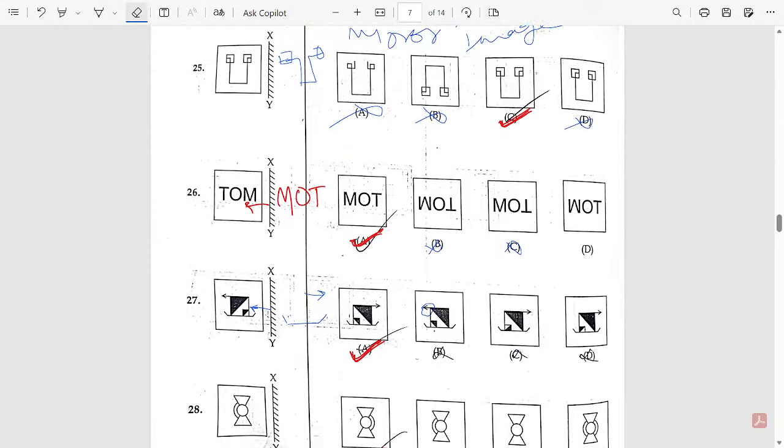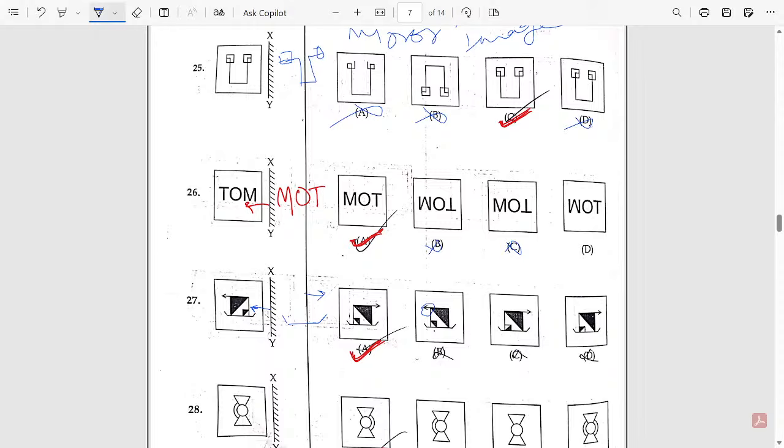Okay, so what about C? It is not the answer. Why? Because of the color. Can you see this? The color in C is changed here. And D is not the answer. Why? Because it is the same. So that is why it is not possible.